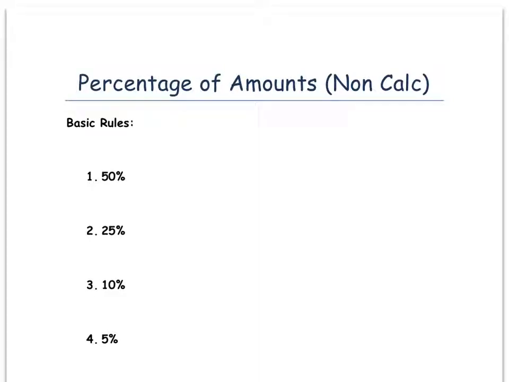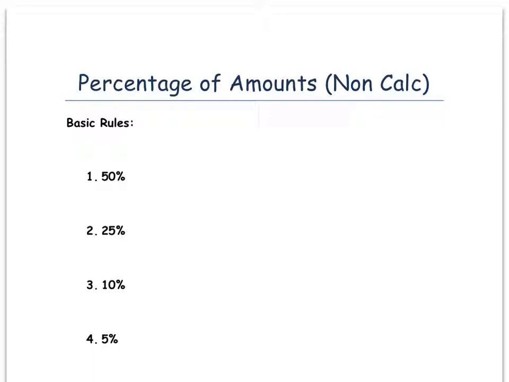Calculating percentage of amounts without a calculator. There's several basic rules that you need to know for calculating percentage of amounts. First, you need to know how to find 50%, 25%, 10%, 5% and 1%.